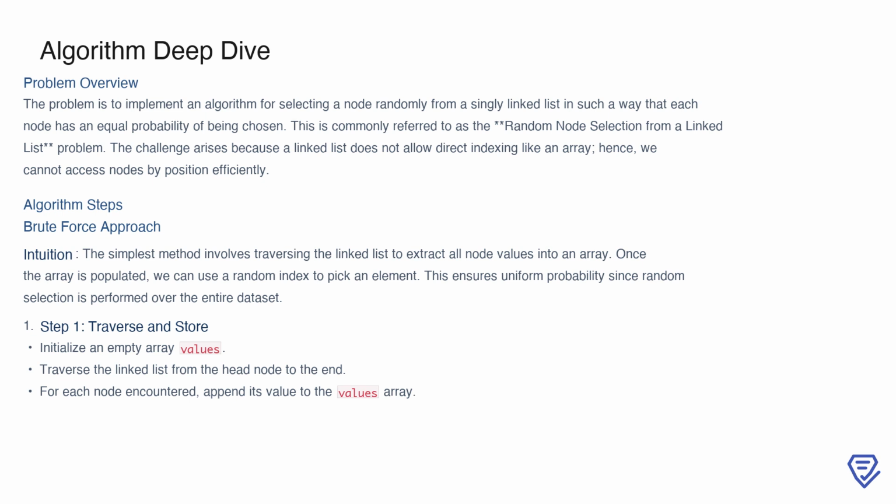A straightforward solution to this is the brute force approach. The intuition here is to traverse the entire linked list and extract all node values into an array. Once we have the array, we can easily select a random value by generating a random index, ensuring uniform probability. To achieve this, we start by initializing an empty array called values. As we traverse the list, we append the value of each node to this array, moving from the head node to the end of the list.